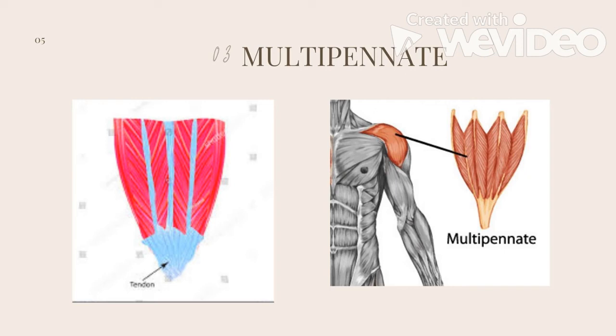It has fascicles that insert on multiple tendons, tapering towards a common tendon, like multiple feathers converging on a central point. A common example is the deltoid muscle, which you can see in the right illustration. It is covered by the shoulder but has a single tendon that inserts on the deltoid tuberosity of the humerus.